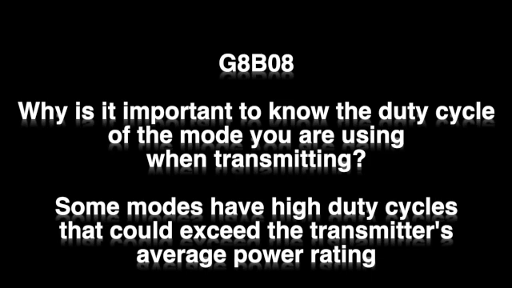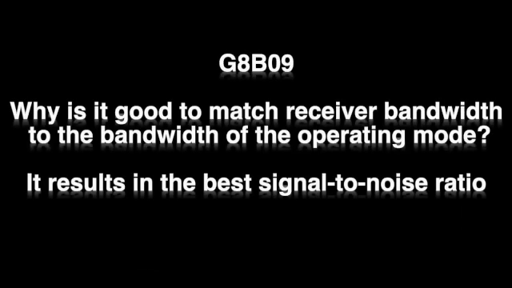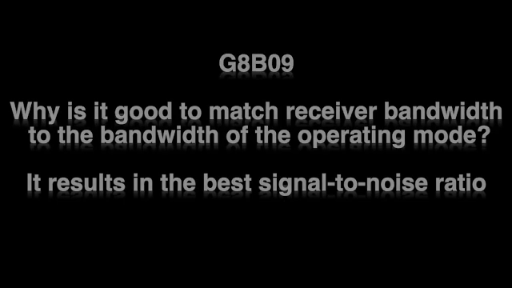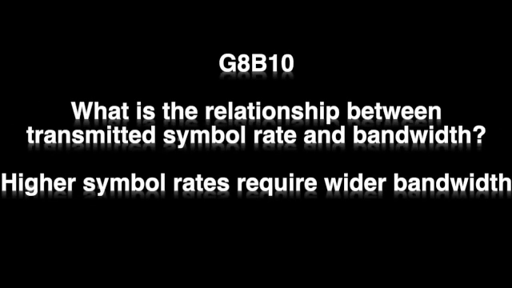G8B08. Why is it important to know the duty cycle of the mode you are using when transmitting? Some modes have high duty cycles that could exceed the transmitter's average power rating. G8B09. Why is it good to match receiver bandwidth to the bandwidth of the operating mode? It results in the best signal-to-noise ratio. G8B10. What is the relationship between transmitted symbol rate and bandwidth? Higher symbol rates require wider bandwidth.